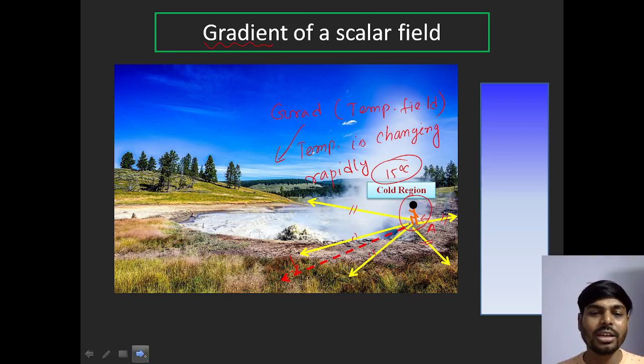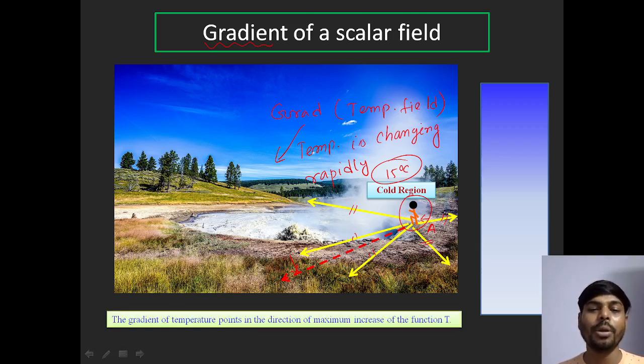Okay, so here you can see that the gradient of temperature points the direction. It basically gives you a direction of maximum increase of that function. That means the maximum increase of the temperature. So this is the physical meaning of the gradient of a scalar field. If it is asked in your exam, what do you mean by the gradient of a scalar field, or what is the physical significance of the gradient of a scalar field? The answer should be: the gradient of a scalar field gives you a direction along which there is a maximum increase of that scalar field. So that much.